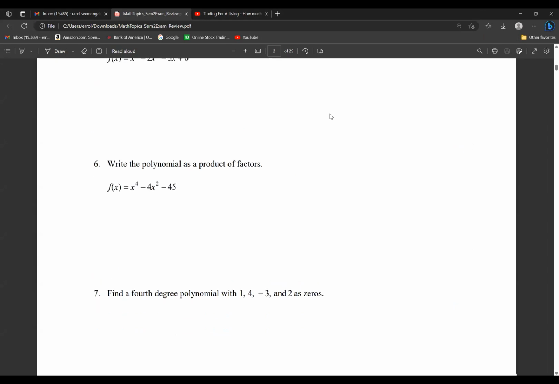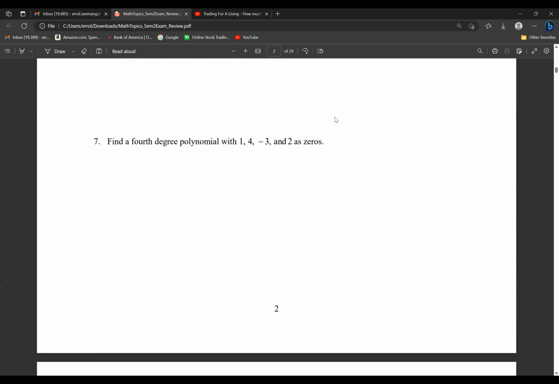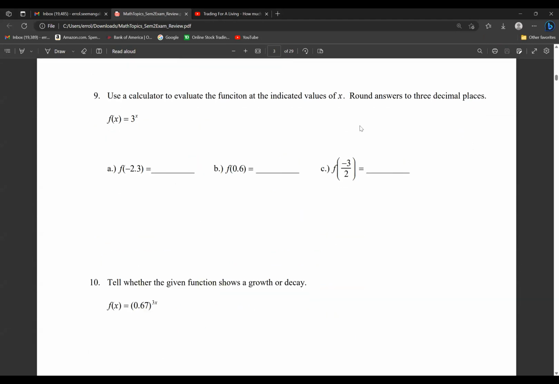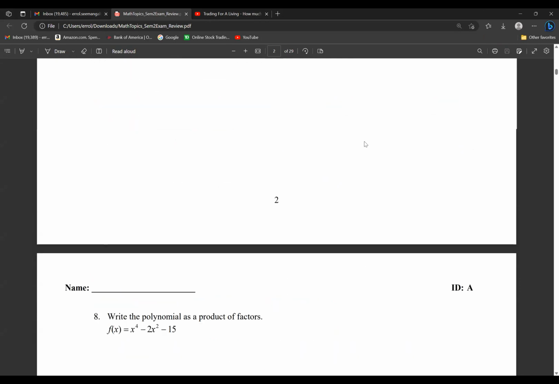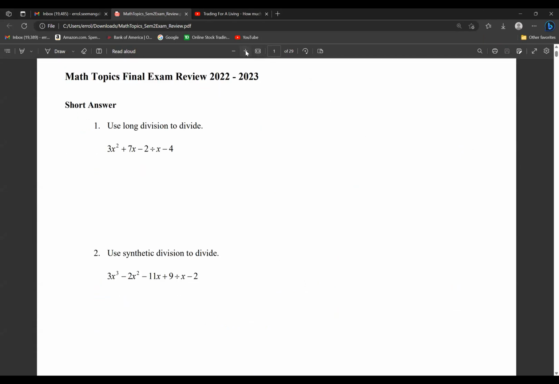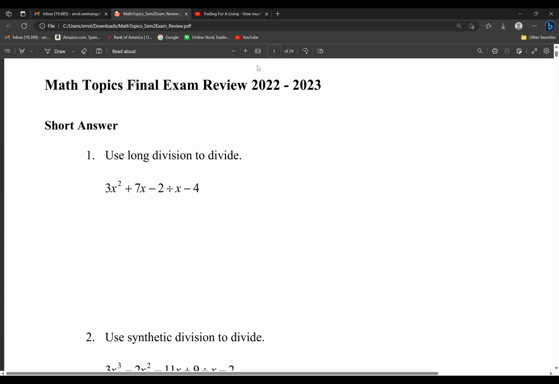Zeros. Write the polynomial as a product of factors. Fourth degree polynomial as zeros. Write the polynomial as a product of factors. We could start from the top. Okay. Number one. Use long division to divide. Let me zoom this a little bit. Okay, so 3x squared plus 7x minus 2 divided by x minus 4.